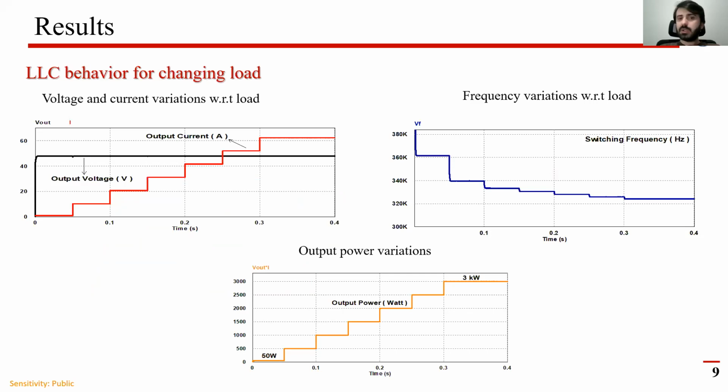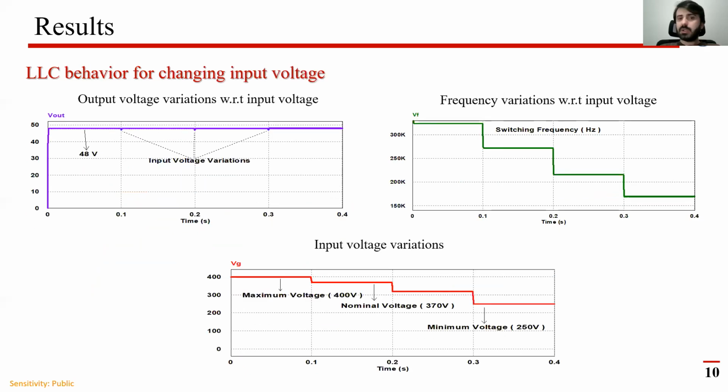With regard to output power variation, output voltage and current variation are shown in the top left of the figure, and the required switching frequency is shown in the top right figure. In accordance with the control design, it is seen that the output current increases and frequency decreases from maximum to minimum values, while output voltage is constant in case of changing load every 50 milliseconds.